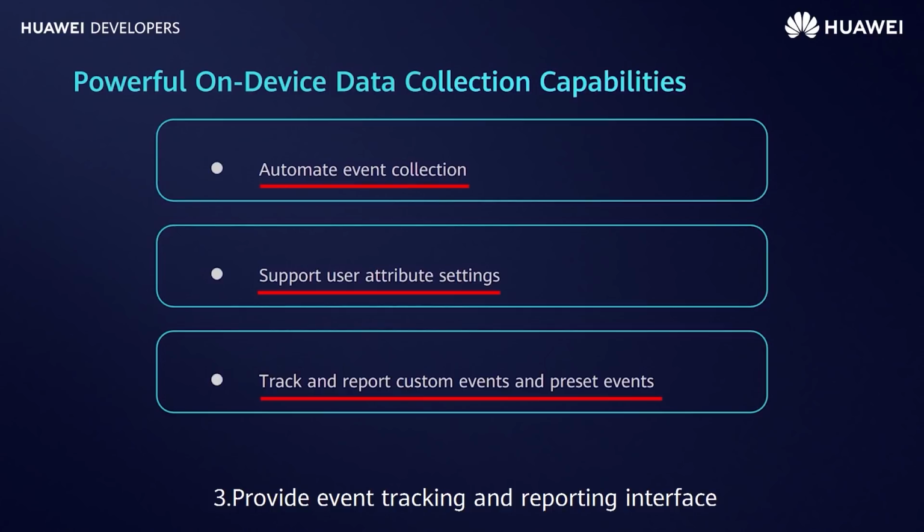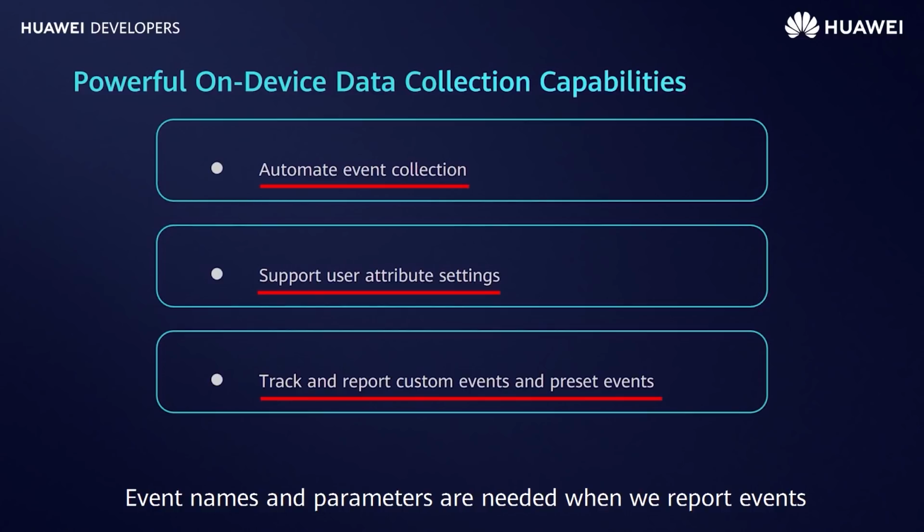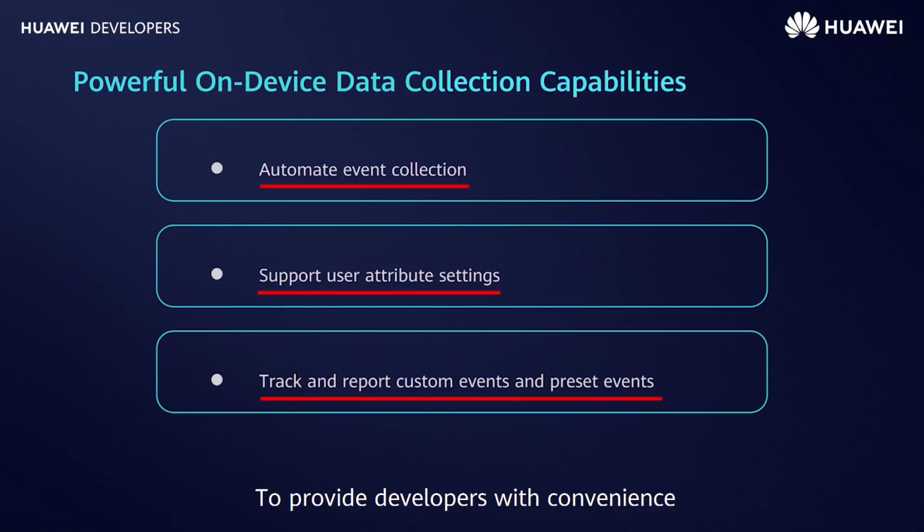3. Provide event tracking and reporting interface. It refers to code-level custom events and preset events. Event names and parameters are needed when we report events. To provide developers with convenience, the SDK provides many preset events. For example, viewing details, adding to favorites or shopping carts, etc. Developers can directly employ the names and parameters provided by the SDK to report events quickly.